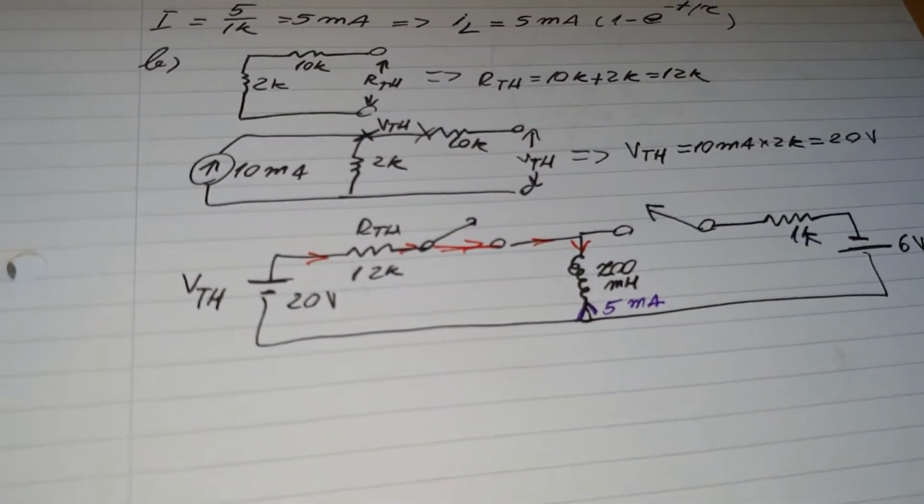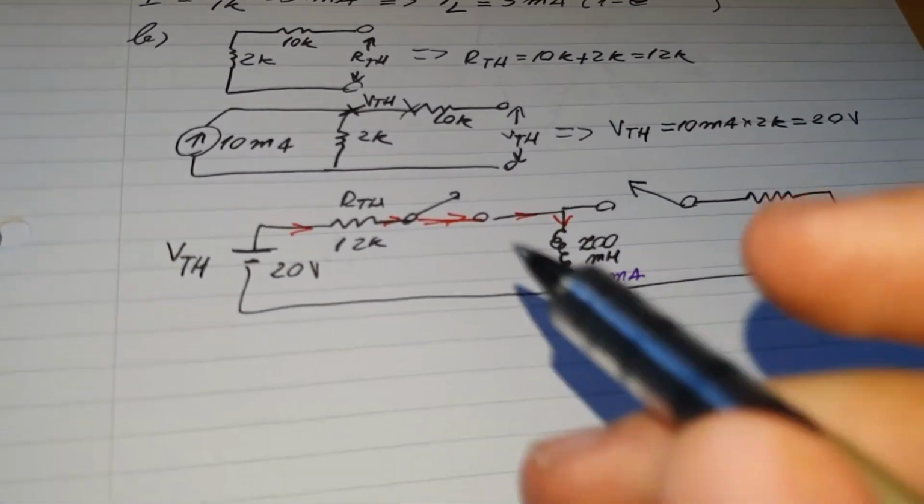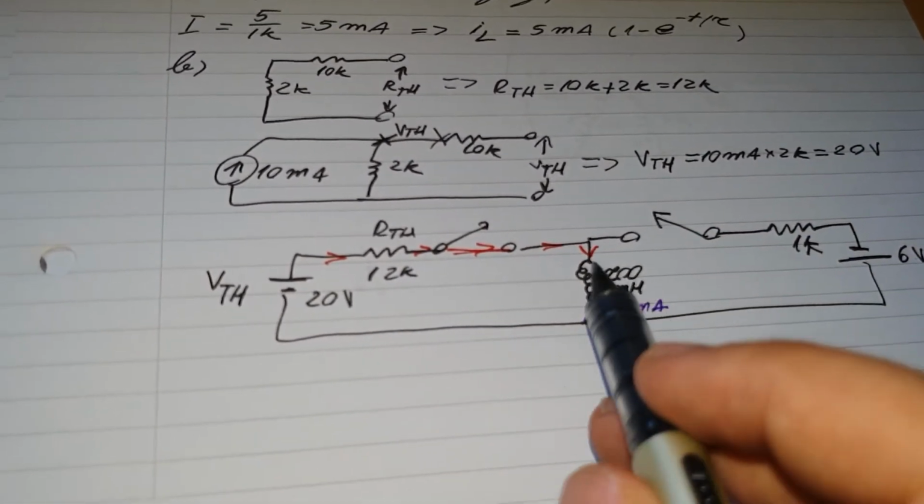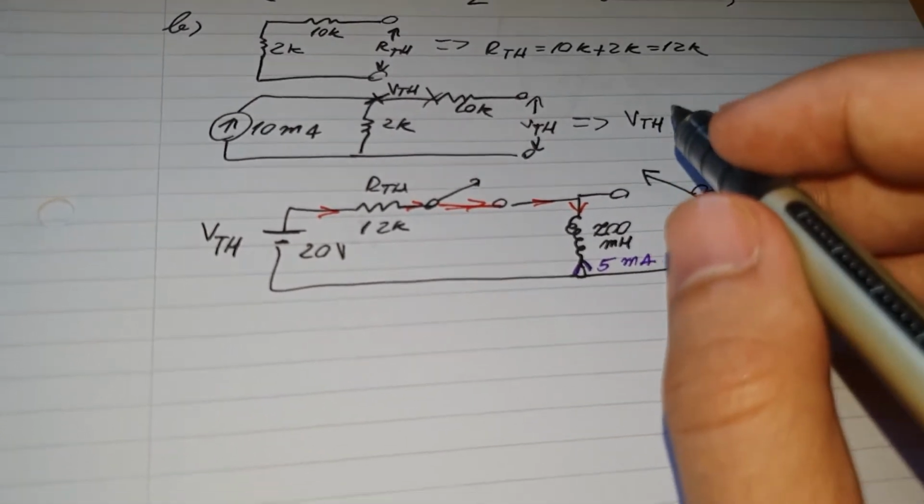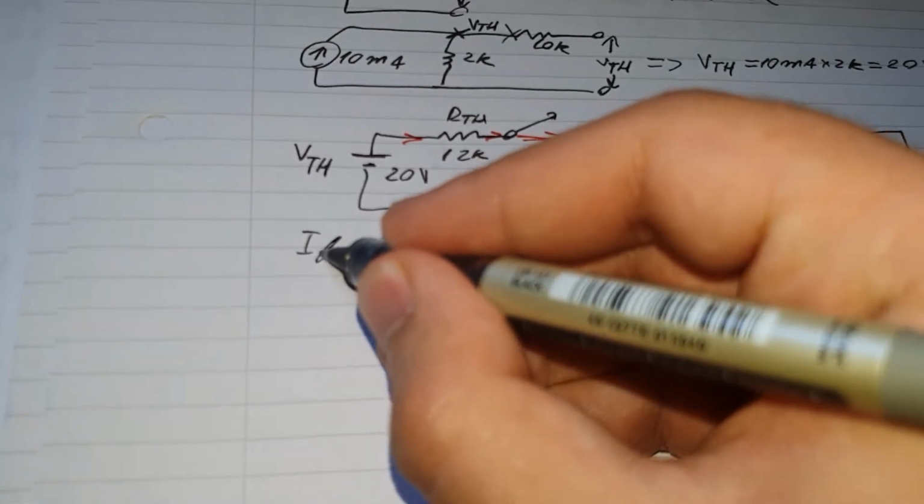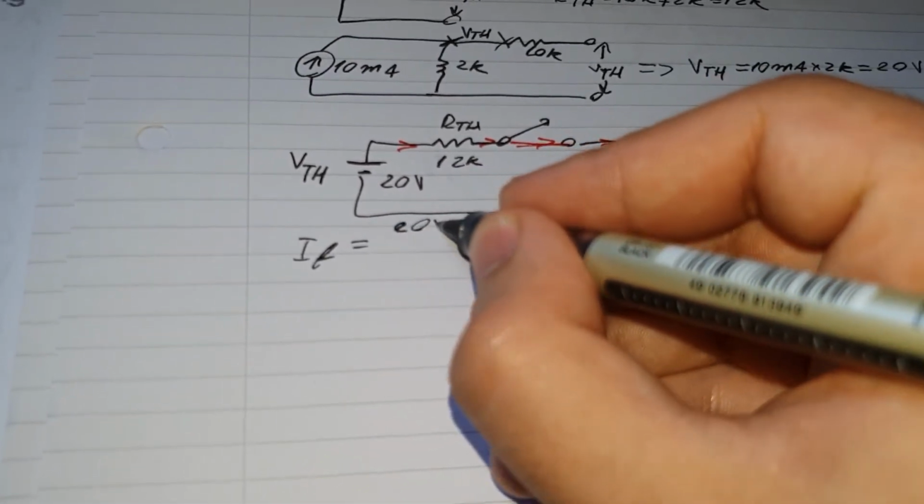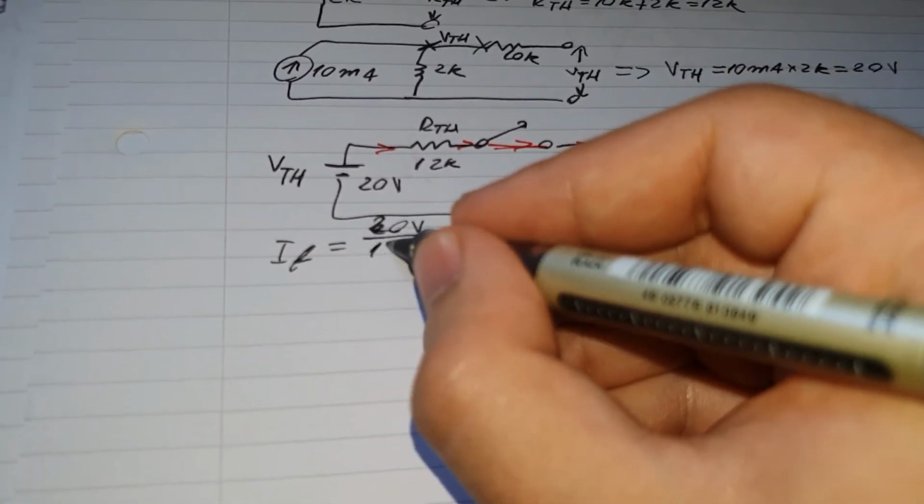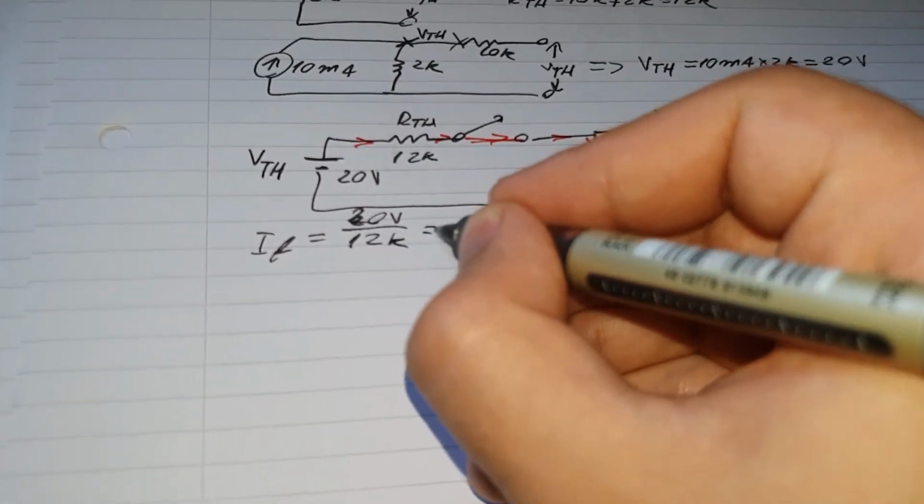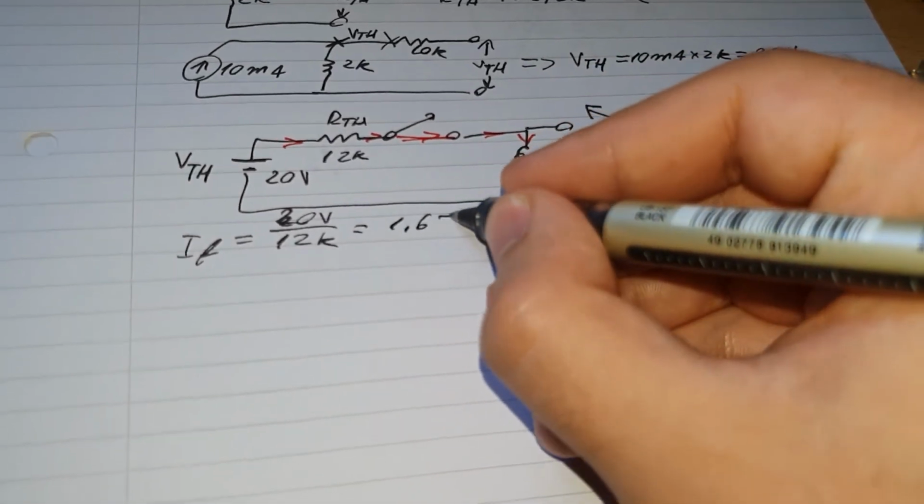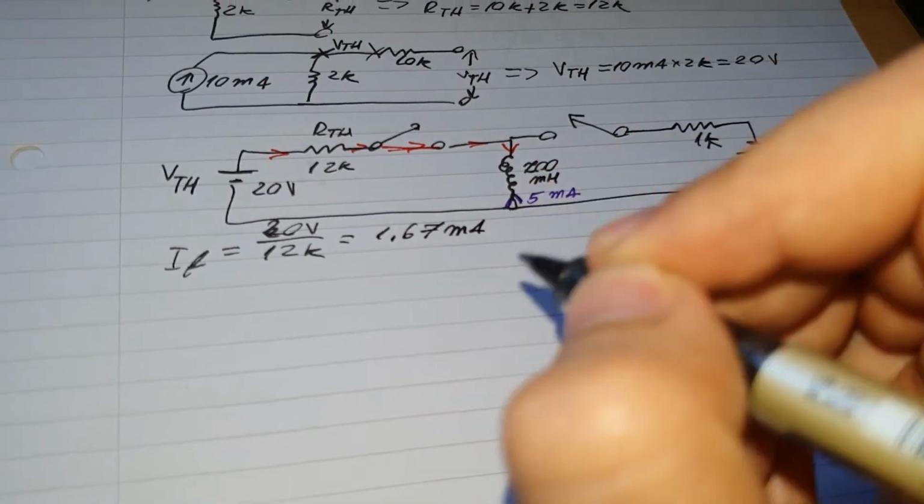So let's start with the simple calculations. First of all, let's calculate the red current, which is the reference current, the new current coming inside the inductor. So IF will be equal to 20 volts divided by the resistance, which is 12K. That will be equal to 1.67 milliamps.